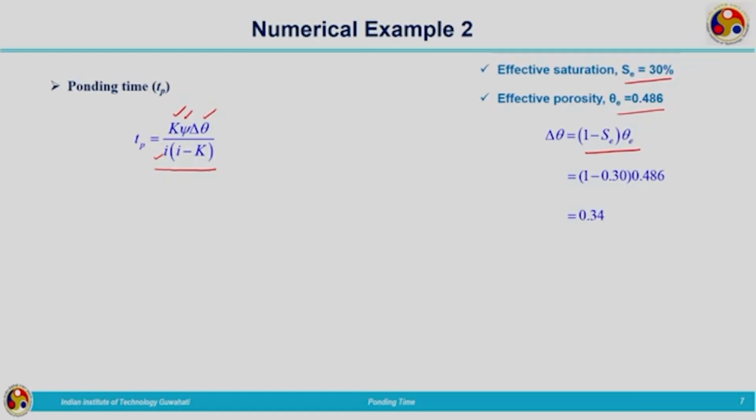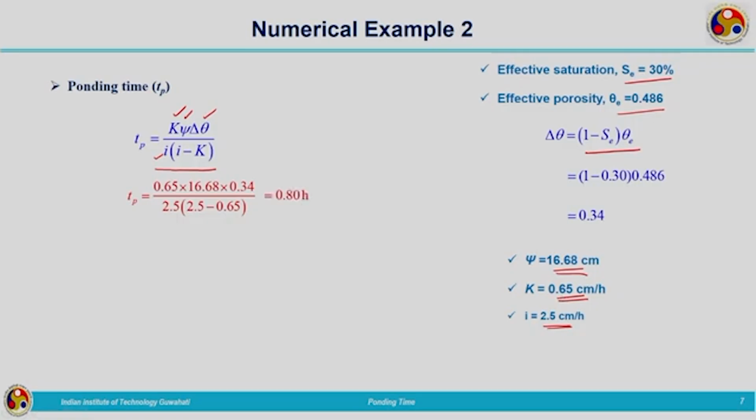So, now we can come back to the expression for Tp. Tp contains psi and delta theta. So, psi is given as 16.68, K is given as 0.65 centimeters per hour, intensity of rainfall I is 2.5 centimeters per hour. So, just substituting in the expression for Tp all the given values and the calculated value of delta theta, we can calculate Tp as 0.8 hours. Ponding time is found out to be 0.8 hours.